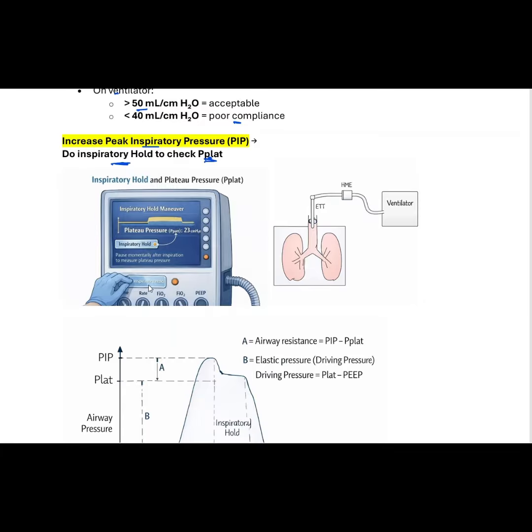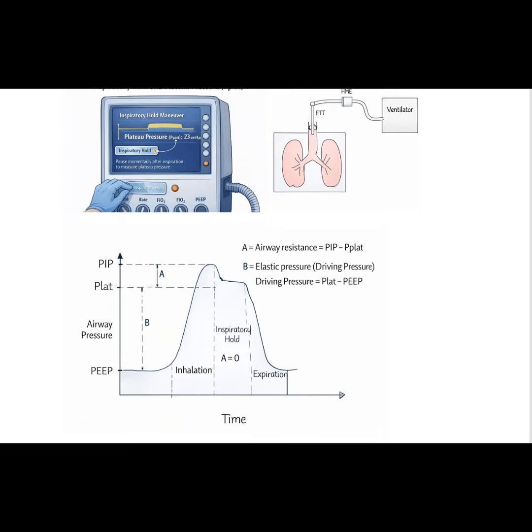On the ventilator, there's a button which is the inspiratory hold. When you press that inspiratory hold, it will tell you the plateau pressure. So let's look at this graph. Anytime you see a graph, the first thing you want to do is orient ourselves by looking at the axes. On the y-axis is the airway pressure, and on the x-axis we have the time.